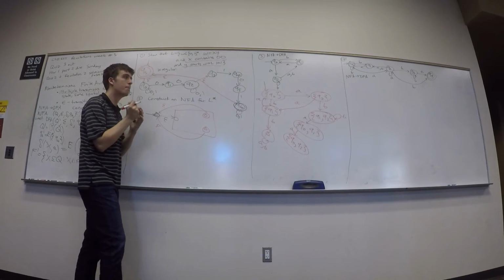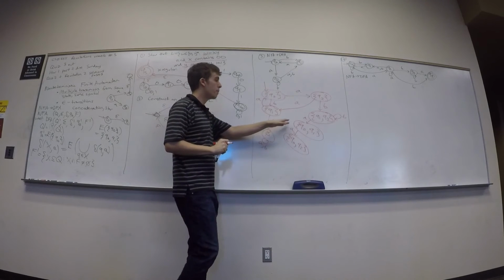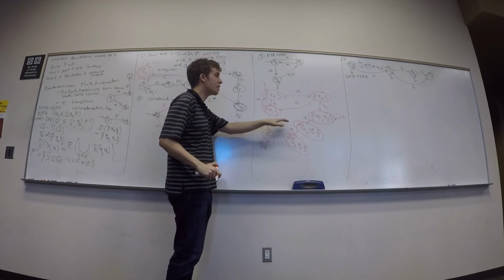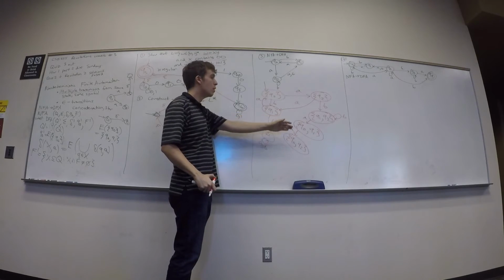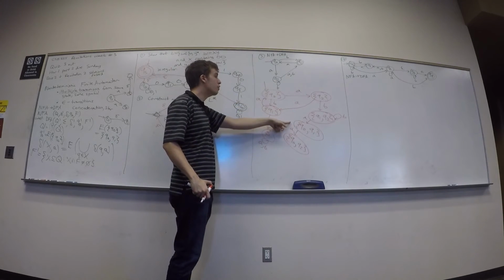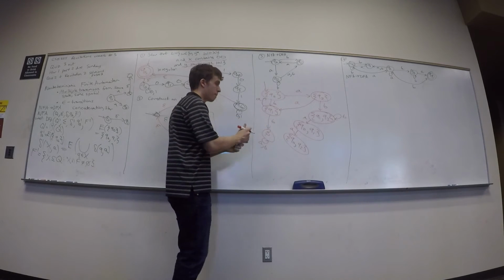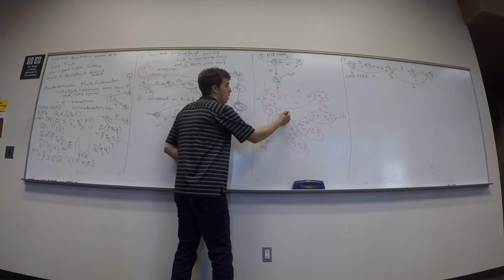What about B from 0, 1? I just usually say the subscript instead of Q every time. Where do I go from 0, 1 on B? Well, 1 takes me nowhere. Q0 takes me to Q1. So I just go back to Q1 on B.